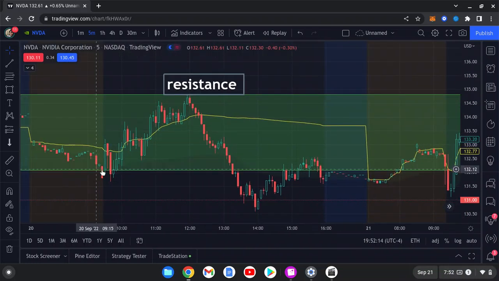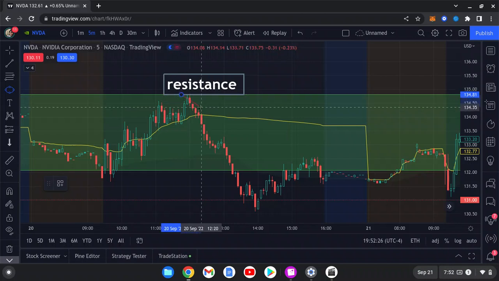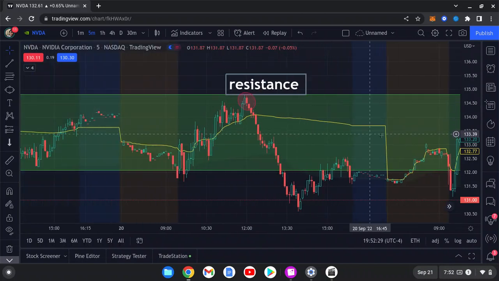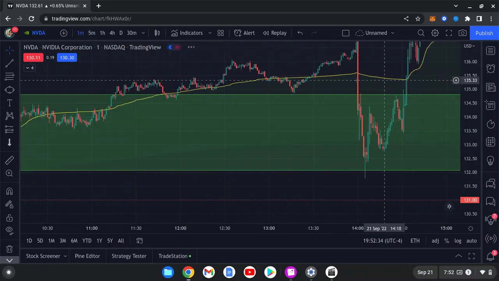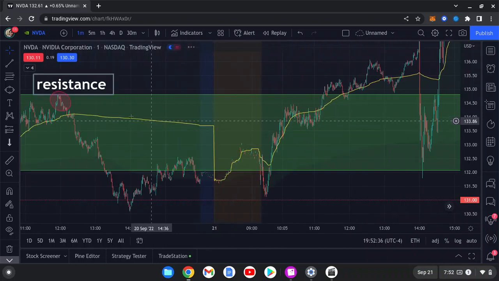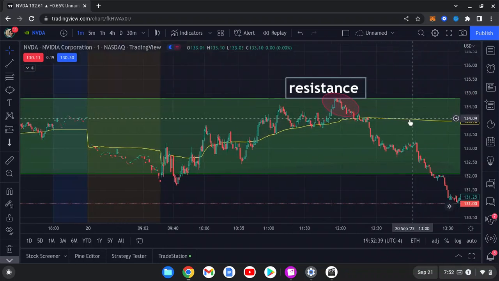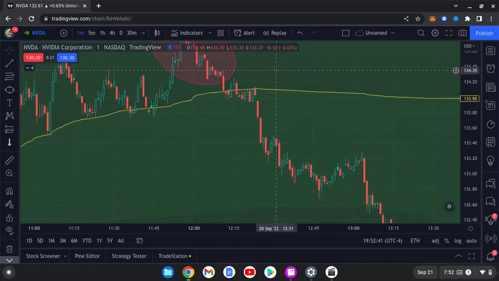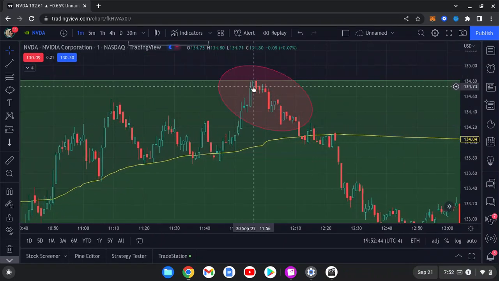So NVIDIA ran up, and around 1150 is when I went to short. I saw it came towards this resistance level, and I just wanted to see what NVIDIA would do at this level. So then I jump to the 1 minute. Once it reaches that resistance level, I jump to the 1 minute and I just see what it's doing there. Is it trying to break through? Is it trying to come below this level?